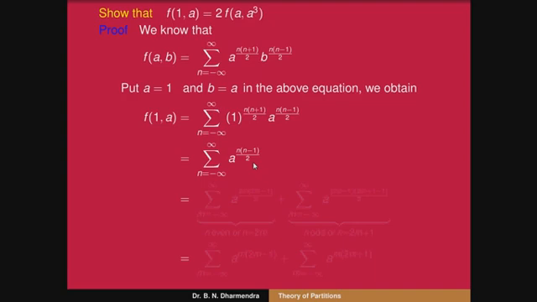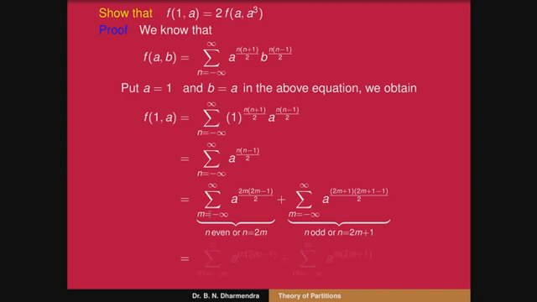Likewise, you can observe the first term, where we replace n by 2m, that is, m running from minus infinity to plus infinity, a to the power of 2m times (2m minus 1) by 2, plus the second term. We split the infinite series into two parts. The second term is m running from minus infinity to plus infinity a to the power of 2m plus 1 into (2m plus 1 minus 1).